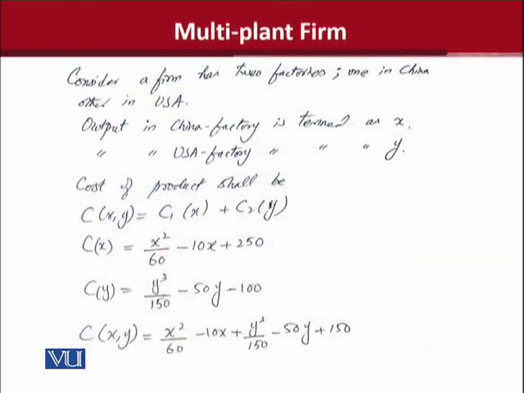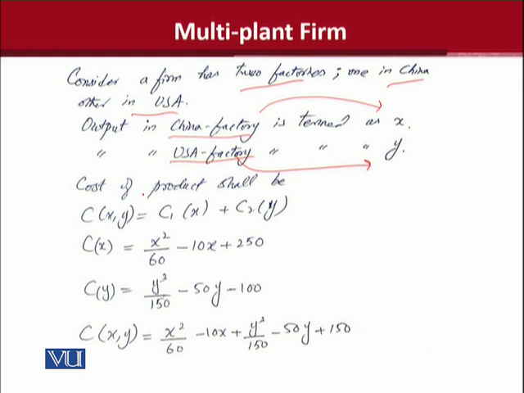Let us see. We have started with an assumption that the firm is having two factories or plants, one for example in China and the other for example in US. Now हमने ये assume किया कि जो चाइना वाली फैक्ट्री है उसकी जो आउटपुट है उसे हम X का नाम दे देते हैं और जो US में फैक्ट्री है उसे हम Y का नाम दे देते हैं.